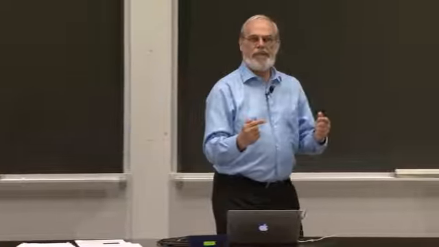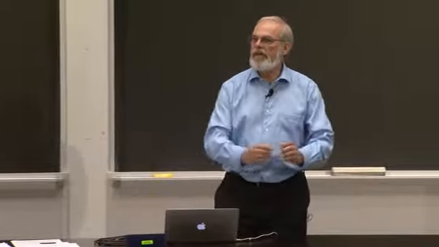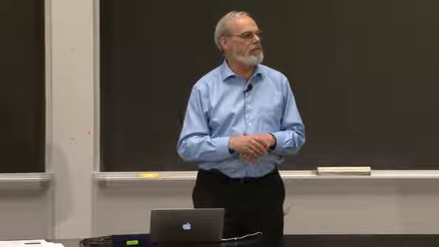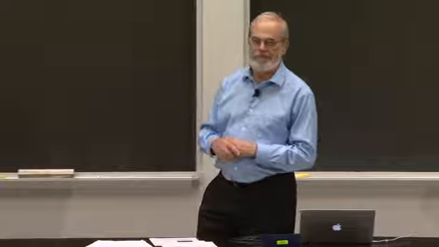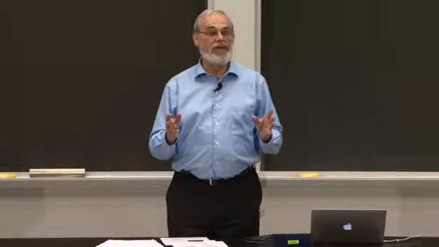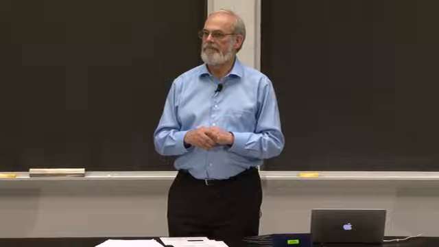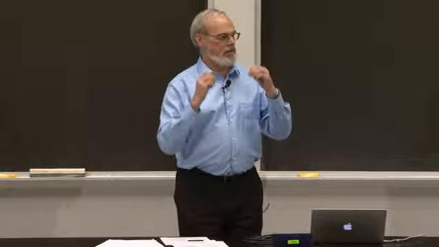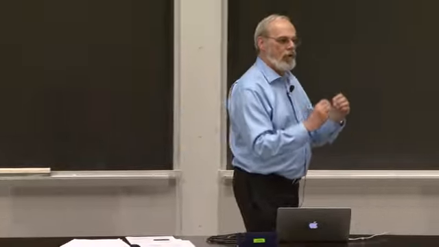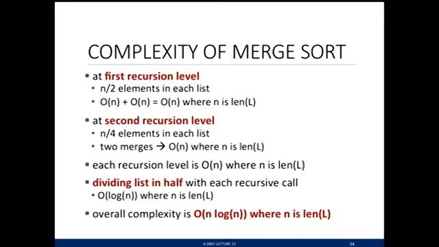At each step, the subproblems get smaller, but I have more of them, but the total size of the problem is n. So the cost at each step is order n. How many times do I do it? Log n. So this is log n iterations with order n work at each step. And this is a wonderful example of a log linear algorithm. It's n log n, where n is the length of the list.